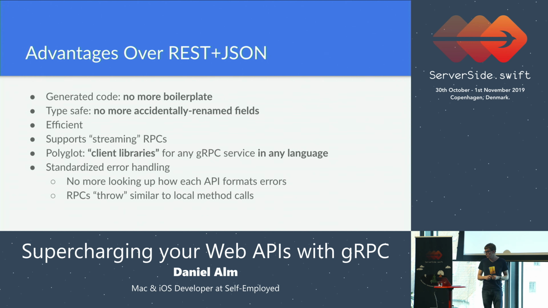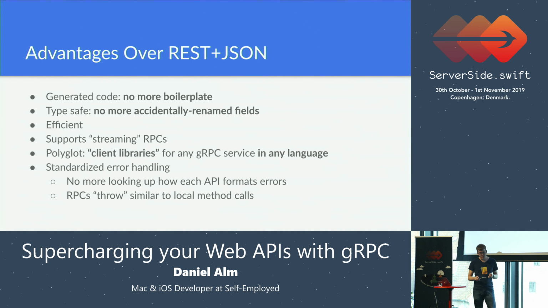It's also pretty good for error handling. You don't need to look up, like, where do I find the error message? Is it in the message field or in the error field or something like that? gRPC provides standardized ways of sending your error messages or even additional data with your errors that you can then handle and react accordingly. And on the client side, these mostly feel like throwing. So you get the errors the way you expect to get errors.